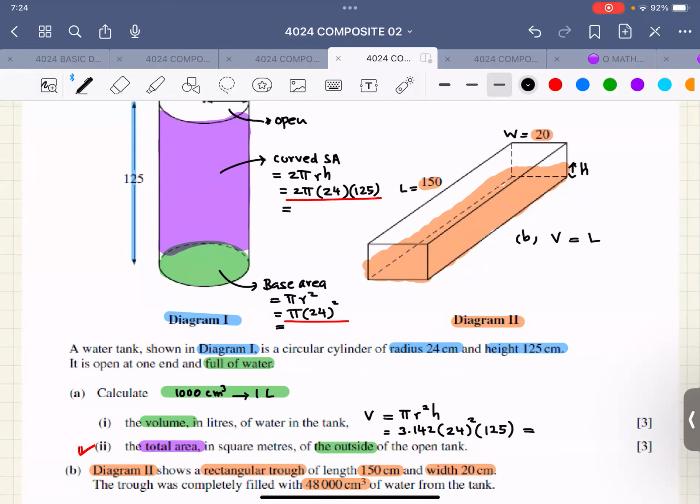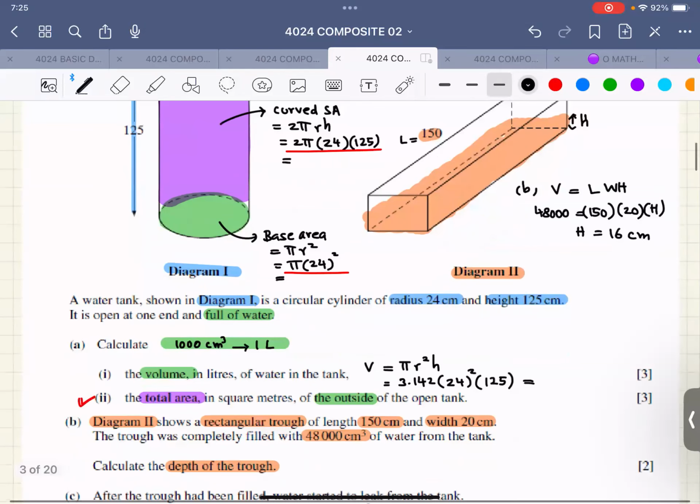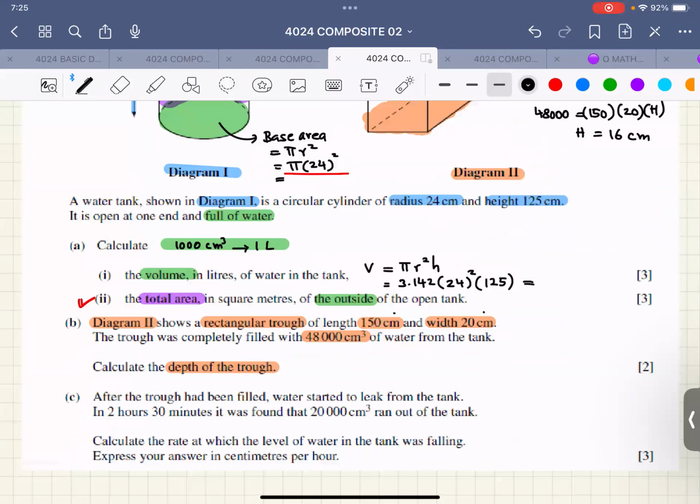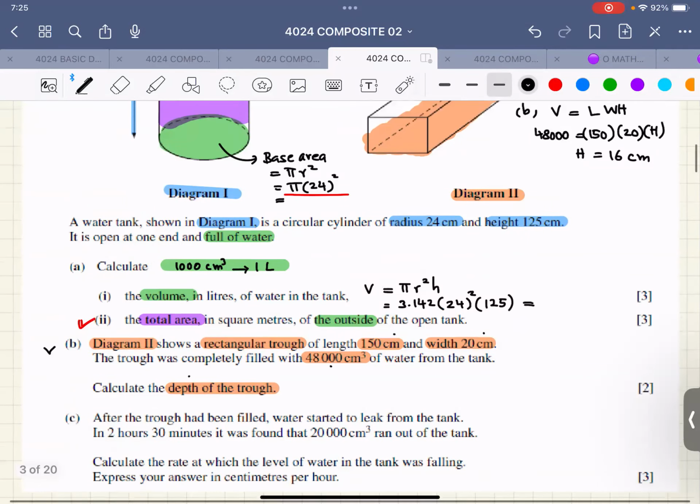So this is length into width into height. This is 48,000. This is 150. This width is 20 into H. So we will get the value of H. Let me calculate it. So therefore, this is 48,000 divided by 150 divided by 20. Therefore, H comes out to be 16 centimeters. Just double check if everything is in centimeters, centimeters, centimeters, centimeter cube, all is good. So part B is done.